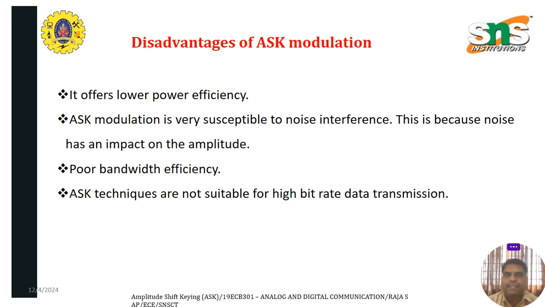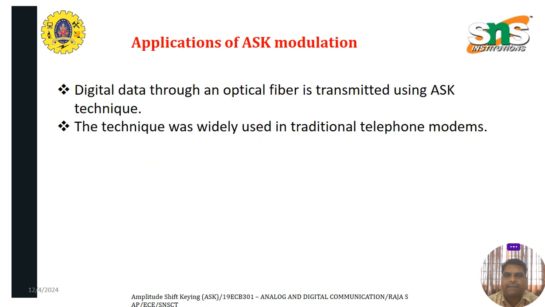The drawbacks of ASK modulation are that it offers low power efficiency. ASK modulation is very susceptible to noise interference because it is easily affected by noise. It is because noise has an impact on the amplitude. It has poor bandwidth efficiency. ASK techniques are not suitable for high bitrate data transmission.